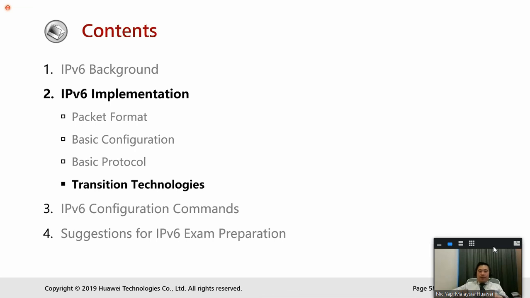So okay, next we look into the transition technology. What transition technologies can we use to transition from V4 to V6 or V6 to V4? How are they going to coexist, or how are they going to interwork between V4 and V6? There are multiple technologies that can support the IPv6 transition.